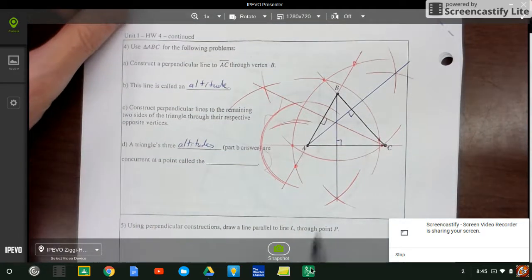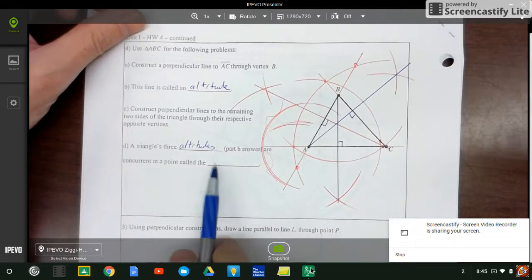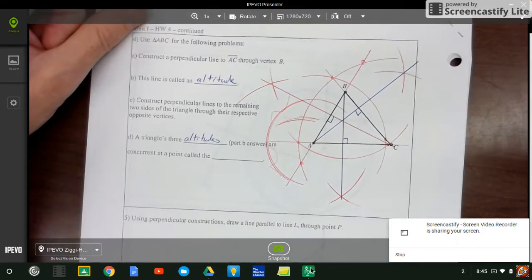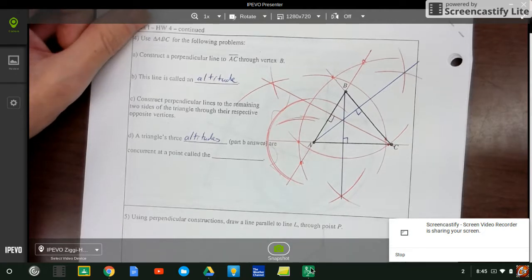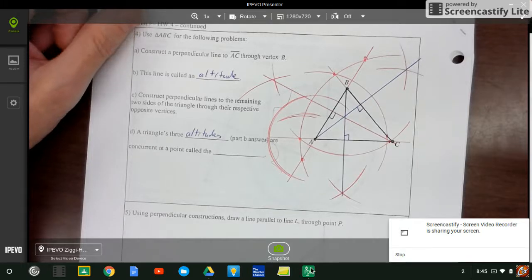Once I got all three altitudes, the three altitudes are concurrent at a point, and this point is called the, well, you tell what, we'll talk about that tomorrow. You don't need to know that. We'll talk about what that is tomorrow. We're going to talk about 4 special concurrent points tomorrow, okay? One more question, and then we'll be done.